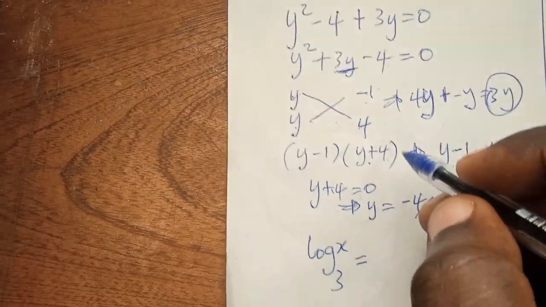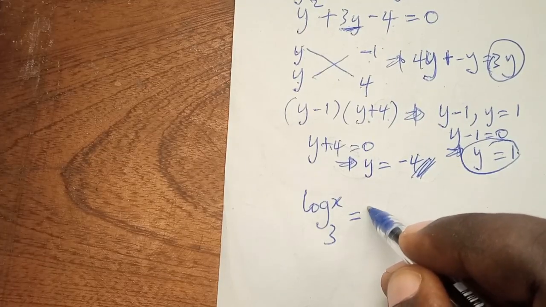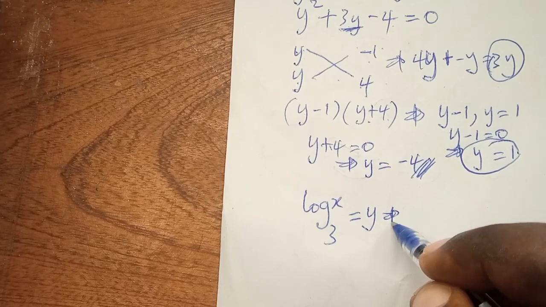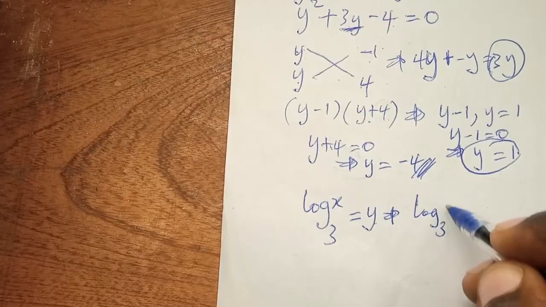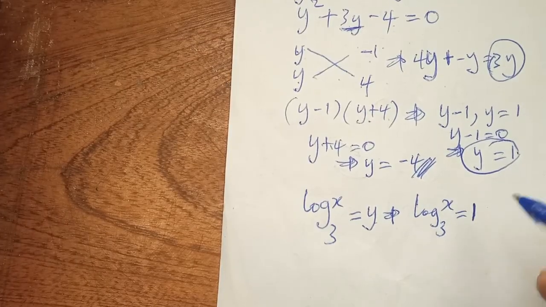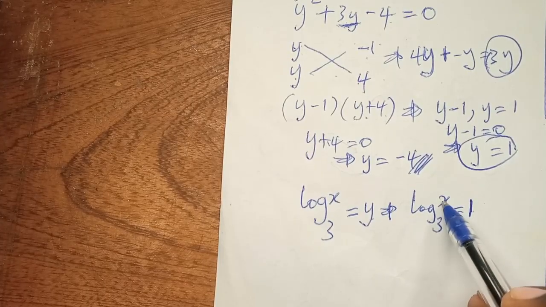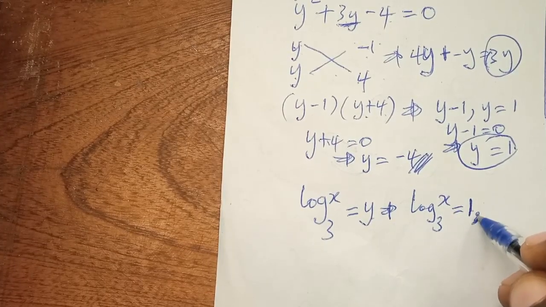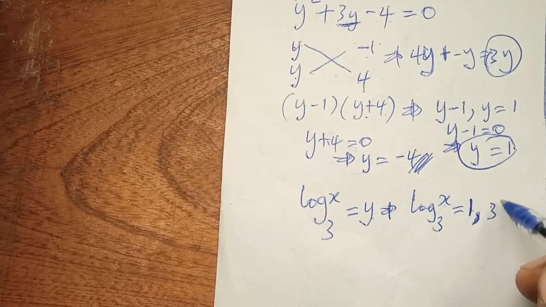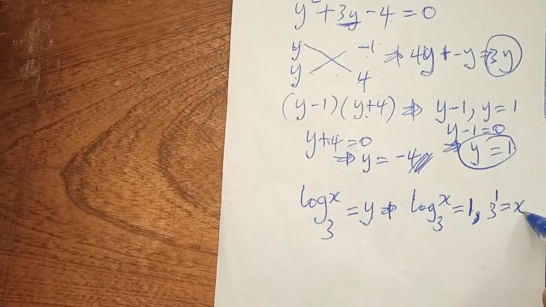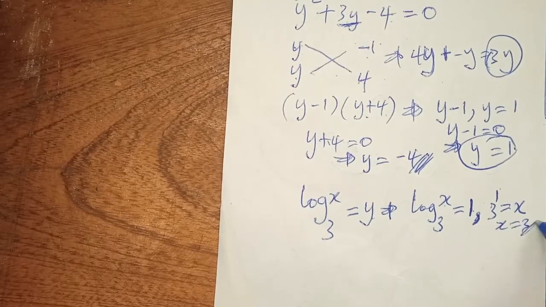In the case where y is equal to 1, we can say log of 3 to the x is equal to 1, because we said that it is equal to y. So to get x, you know the rule: 3 raised to the power 1 is equal to x, as the rule of log. The rule states that this raised to this must be equal to this. But 3 raised to the power 1 is still 3. It means that x is equal to 3.